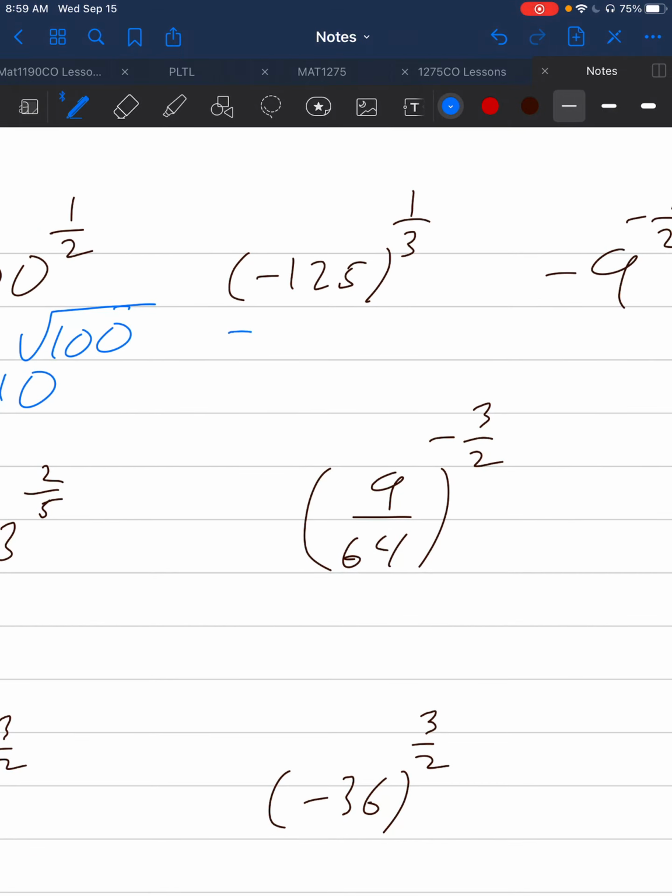Now with parentheses there, such as negative 125 to the 1/3 power, this becomes the cube root of negative 125, again to the 1st power, but I'm not going to write that exponent of 1. And we saw before that this is equal to negative 5.